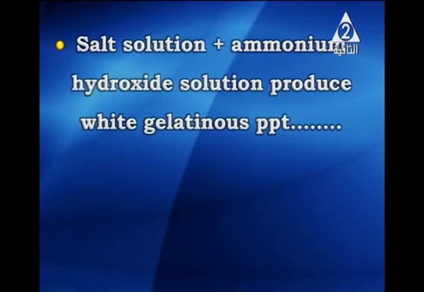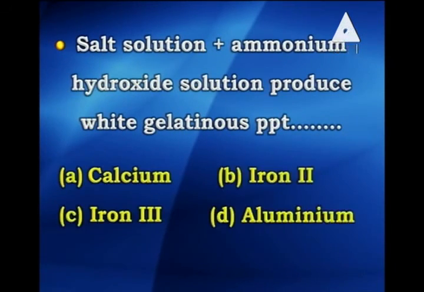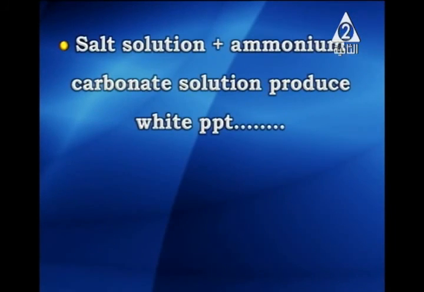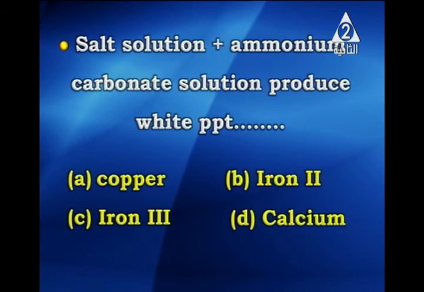Next one. Salt solution plus ammonium hydroxide solution produces white gelatinous precipitate of what? Is it calcium, iron 2, iron 3, aluminum? If you think about it, yes, it will be aluminum. Next one. Salt solution plus ammonium carbonate solution produces white precipitate. Is it copper, iron 2, iron 3, calcium? If you think about it, yes, it will be calcium.